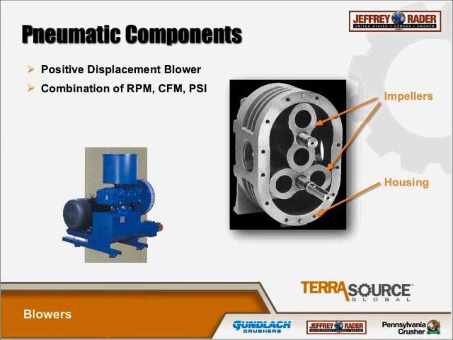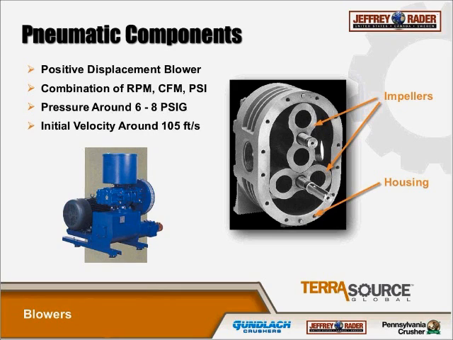We size these blowers based on the CFM and PSI requirements within the system. That, coupled with the maximum RPM of the blower, is what's going to allow us to choose the right one. We typically see pressures around 6 to 8 PSI gauge pressure within a system, though it's going to change unique to each system. Initial velocity might be around 105 feet per second. It's going to be different with each material, and as we said before, it's going to increase to a maximum point at the end of the system.